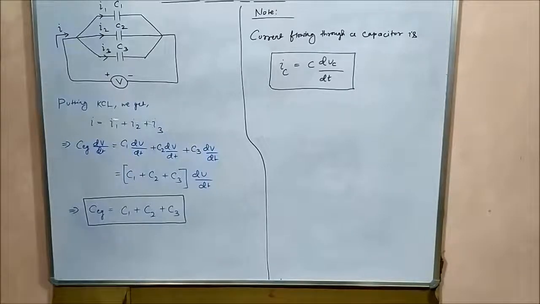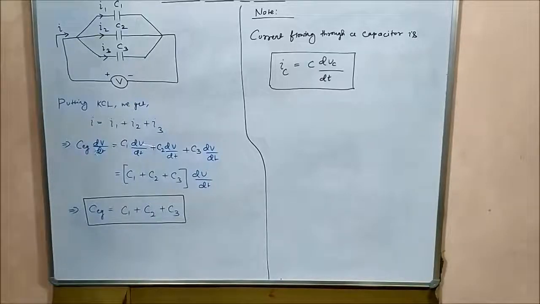Now, the individual capacitor currents I1, I2 and I3 are expressed in terms of the individual capacitances C1, C2 and C3. I1 is equal to C1 dV by dt, I2 is equal to C2 dV by dt and I3 is equal to C3 dV by dt. Now you can see in both the LHS and RHS of this expression, dV by dt is common. So we get C equivalent dV by dt is equal to C1 plus C2 plus C3 into dV by dt.